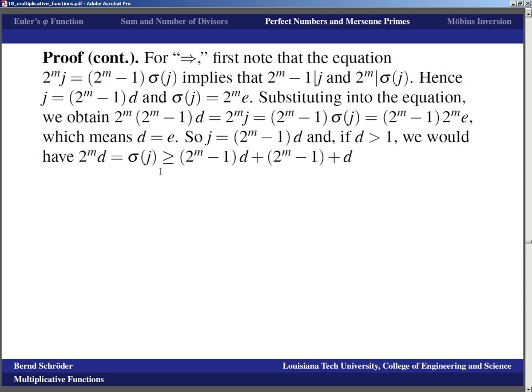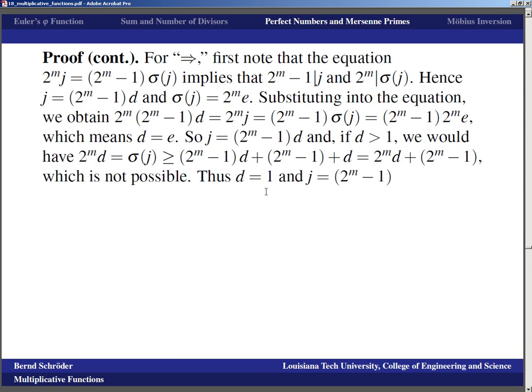Sigma of j is greater or equal than 2^(m-1) times d, which is the number itself, plus the other two divisors that we know, 2^(m-1) and d. And if we see that, we get a minus d plus d, so that goes away, so that's 2^m times d plus 2^(m-1), and we can see that that can't work because we've just shown that 2^m times d is greater or equal than 2^m times d plus a non-negative number, and so that's not possible.